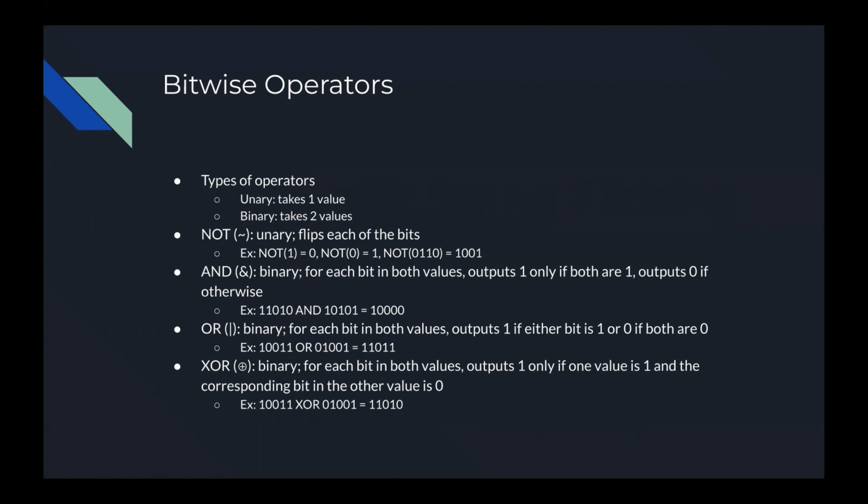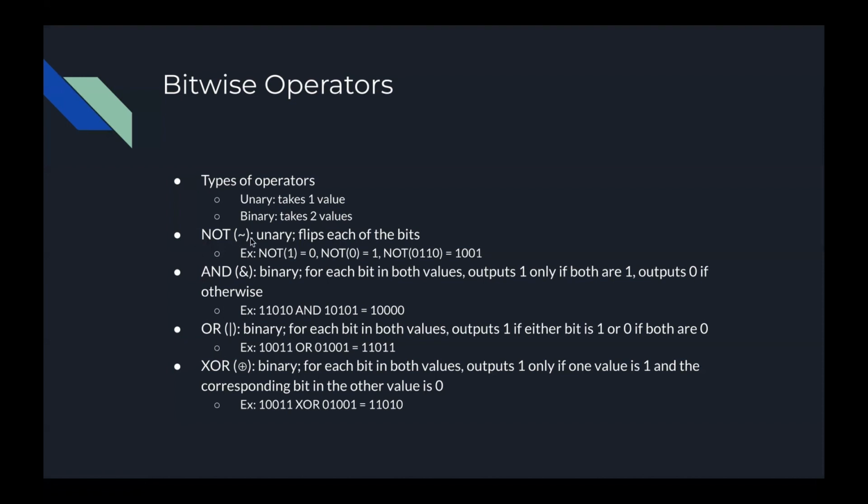These bitwise operators are also used in programming. They usually don't look like this. This is just when you're writing it, and I think this is for math. The main types of operators you have are the unary and binary. Unary operators take one value, and binary operators take two values. I think of this like if operators were functions, unary operators would take one parameter and binary would take two.